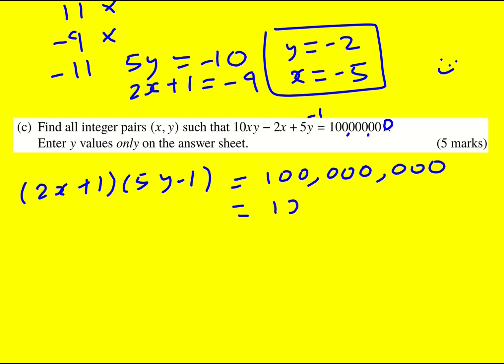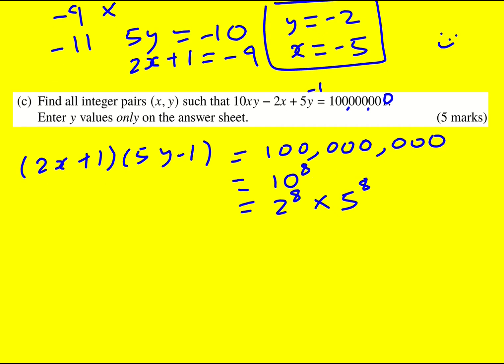We've got 8 zeros. This is going to be 10 to the 8, which I could write as, 10 is just 2 times 5, so it's going to be 2 to the 8 times 5 to the 8th. And that is the critical bit for this question. Because when I look at this bit here, this is necessarily an odd number. It's in the odd number format. It's a multiple of 2 plus 1. It has to be odd.